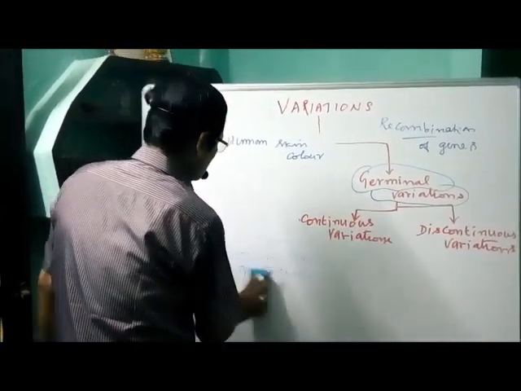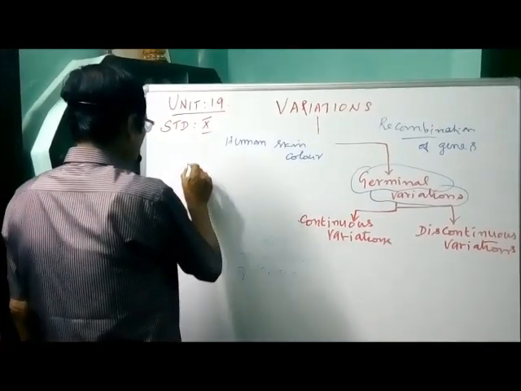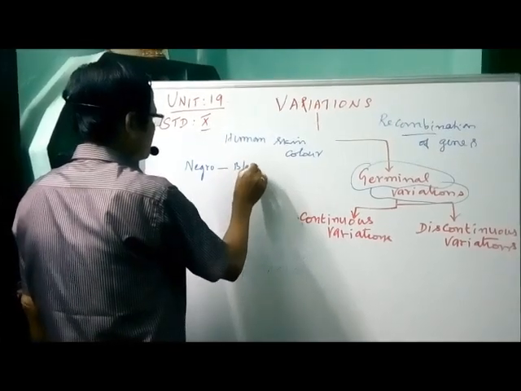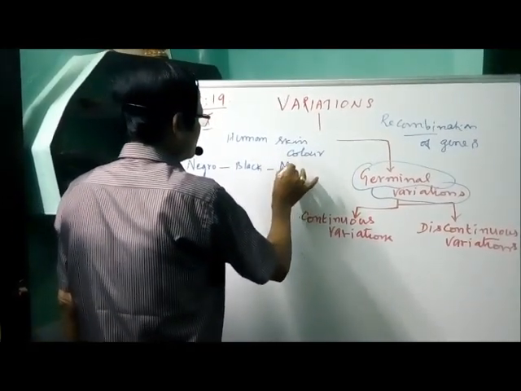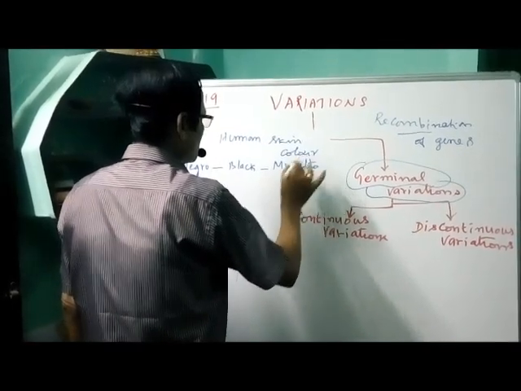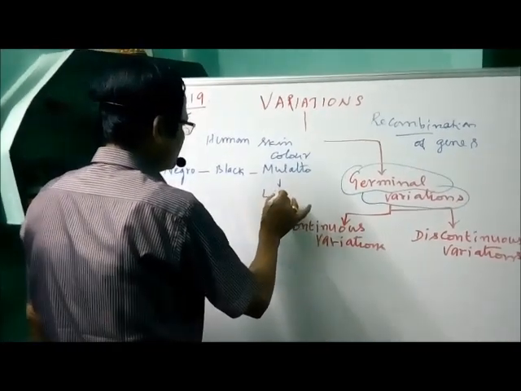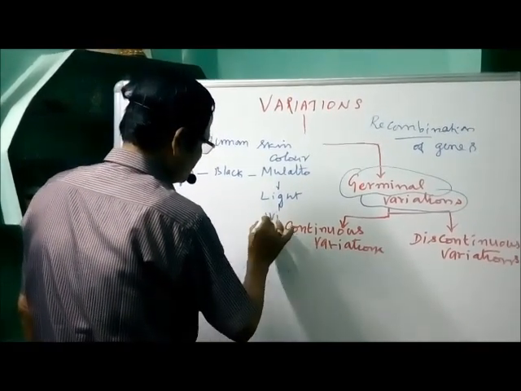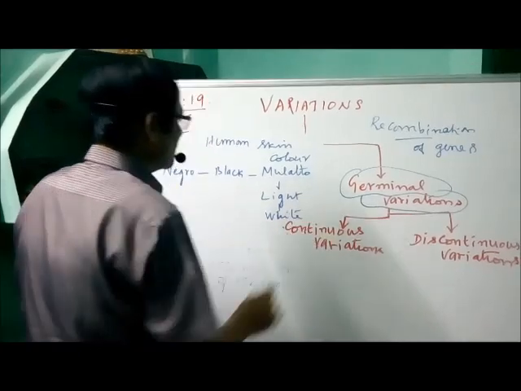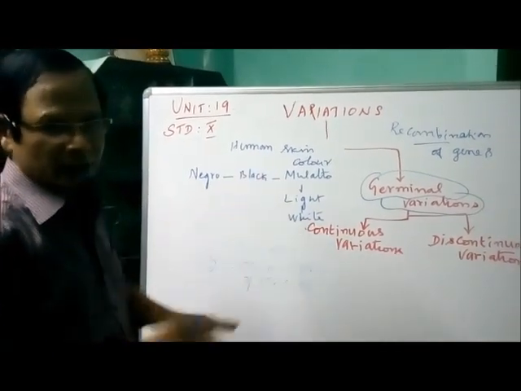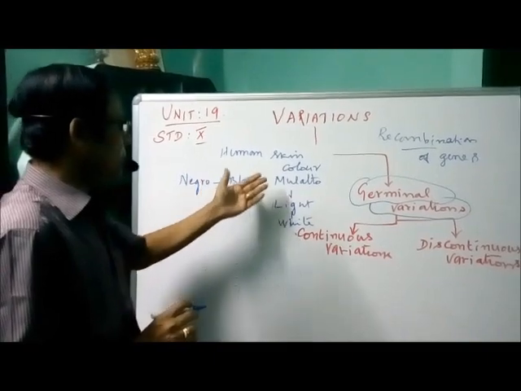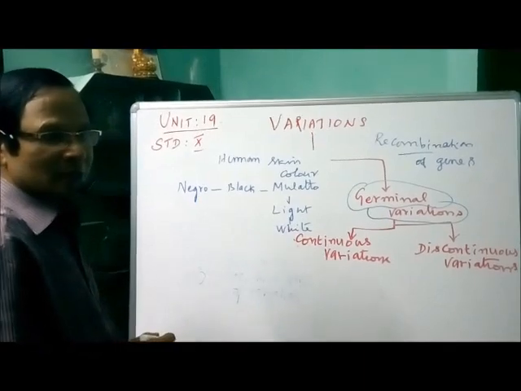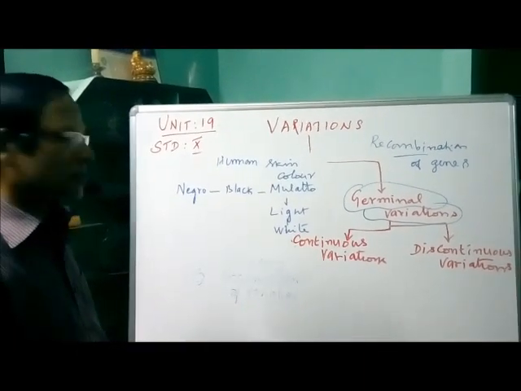For example, Negro, then we have Black, then we have Mulatto, then we have Light, and finally White. So we have five shades of skin color: Negro, Black, Mulatto, then Light, and then White. Mulatto means intermediate skin color. The Asians have intermediate skin color.